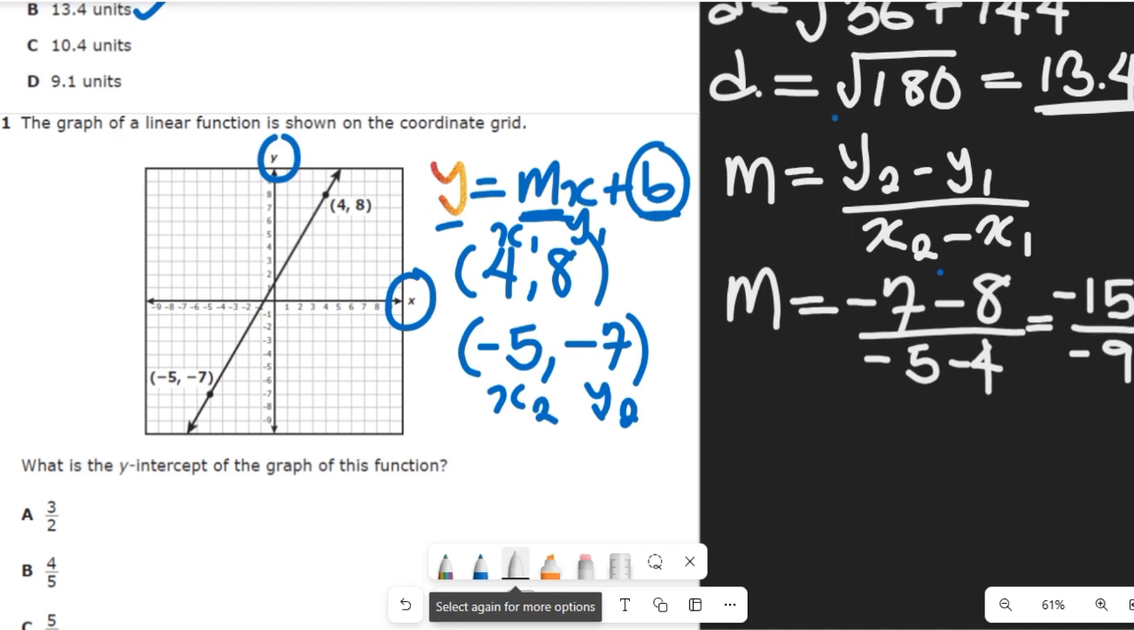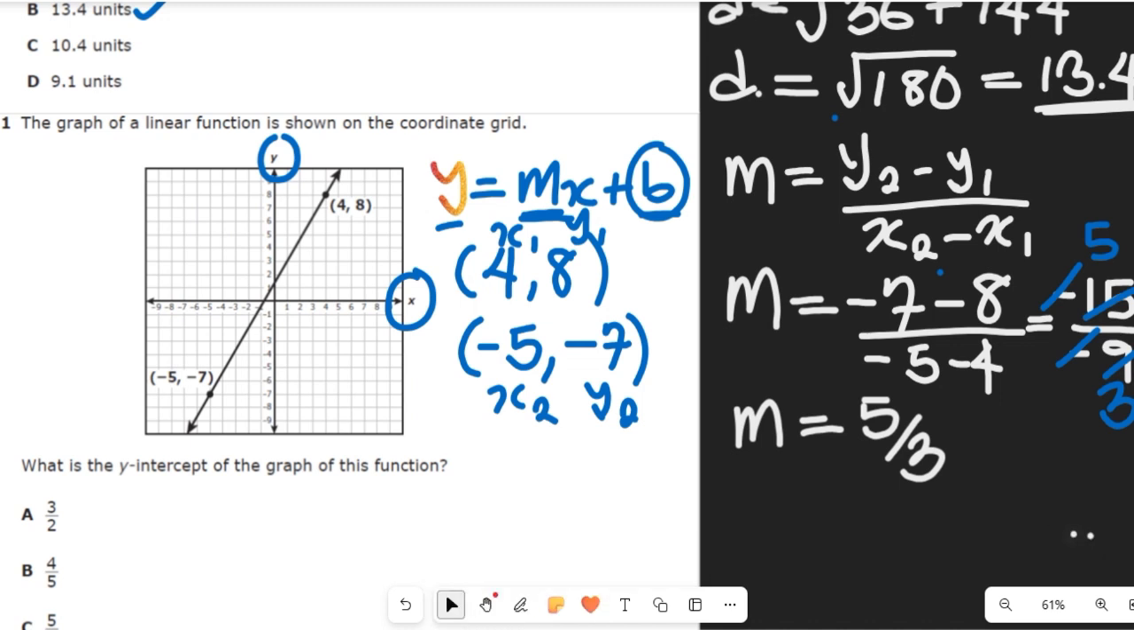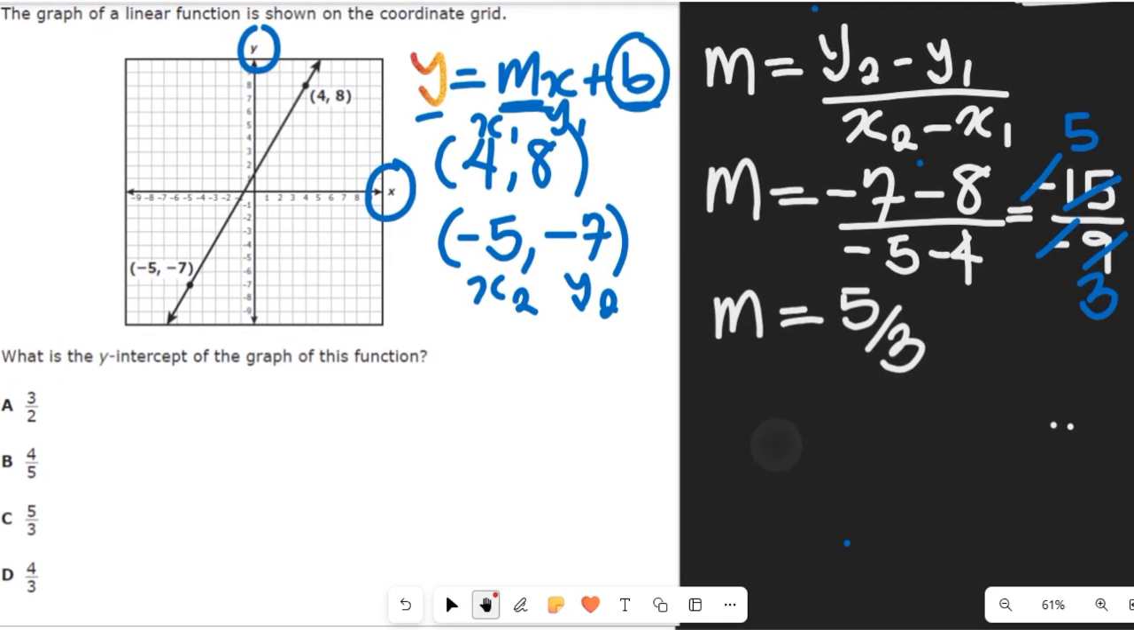So what do we have here? Negative cancels out negative, and then we have our slope. 3 goes into 15 five times, and 3 goes into 9 three times. So we're going to have the value of our m, or the slope, to be equal to 5 divided by 3. So if we have our slope equal to 5 divided by 3, that means we can easily find the value of our intercept.